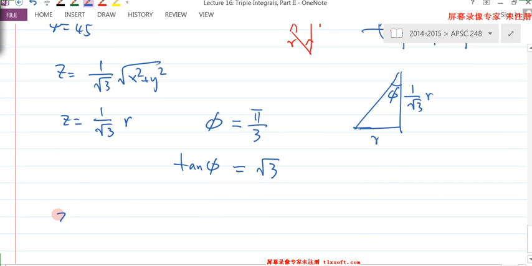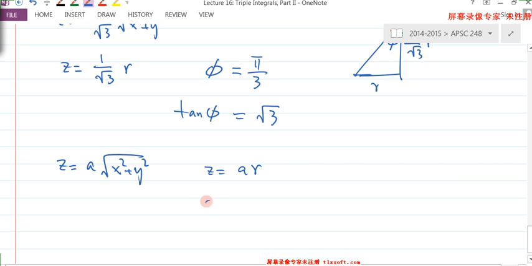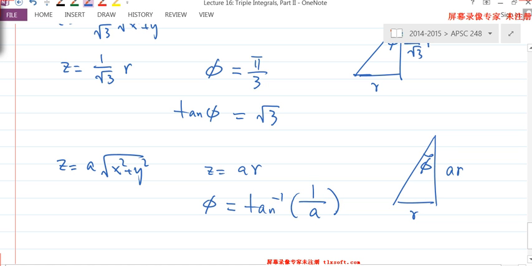To extend this slightly, if there is an arbitrary cone equation, z equals a times the square root of x squared plus y squared, then the cone is z equals a r. And what will be the phi angle? This is r, this is a r, and this is phi. So tangent phi equals r over this, so it's tan inverse of 1 over a.